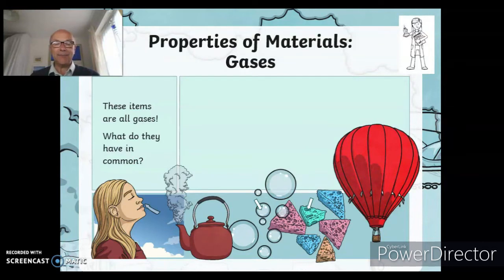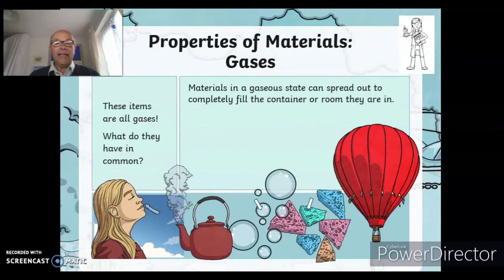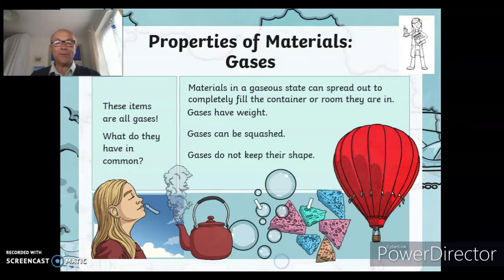On to gases. Again, pause the video while you have a look at the pictures at the bottom and have a think about what gases have in common. Gases will spread out to completely fill the container or the room that they are in. They have weight. It might not seem like it, but all gases have a weight. They can be squashed and they don't keep their shape. A bit like a liquid, they'll take the shape of the container that they're kept in, but if they're not in a container they will spread out.